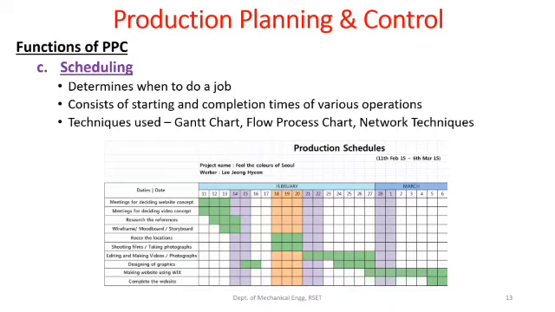Now, once the route has been decided, the next major function that needs to be carried out is to schedule your job. Scheduling a job means establishing a time frame under which these planned activities have to be carried out. Scheduling determines when a job has to be done, and it consists of starting and completion times for various operations. So it specifies when a particular action starts and when it ends.